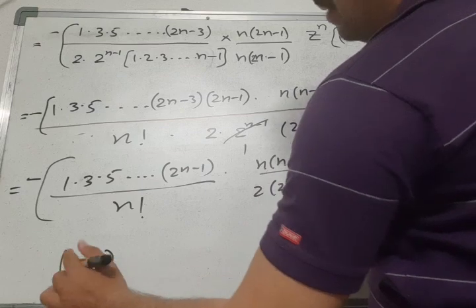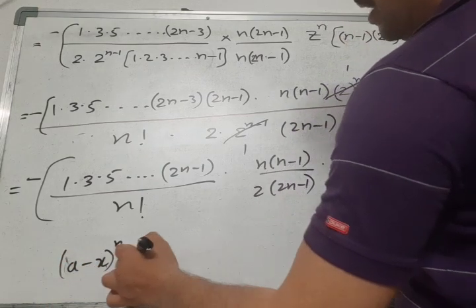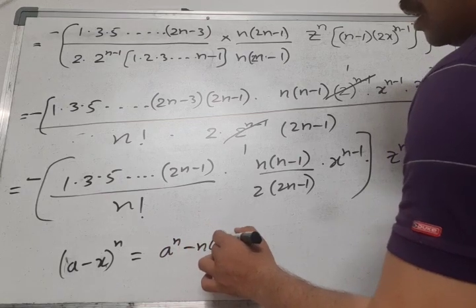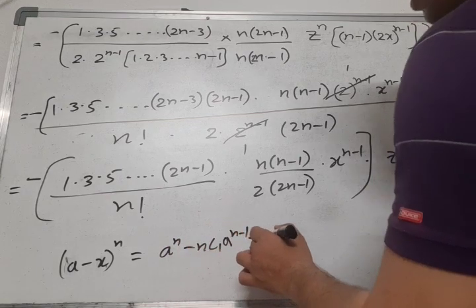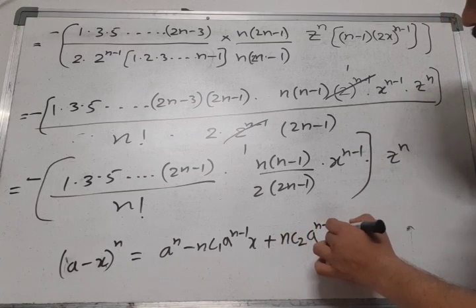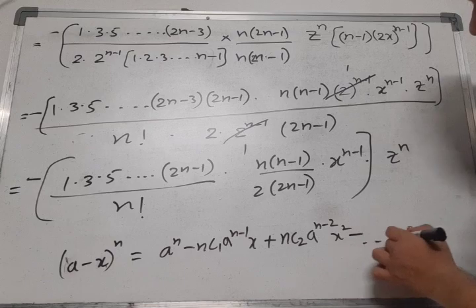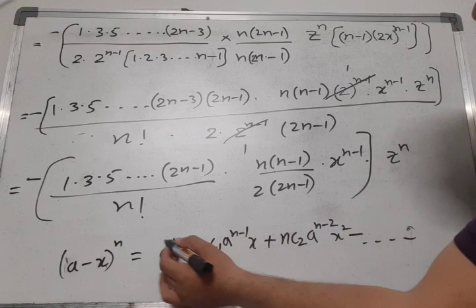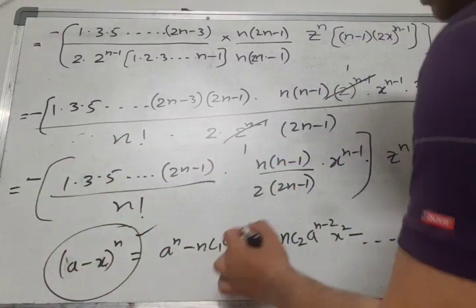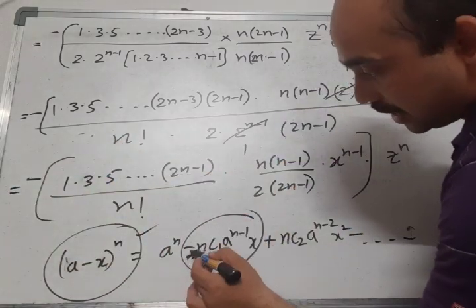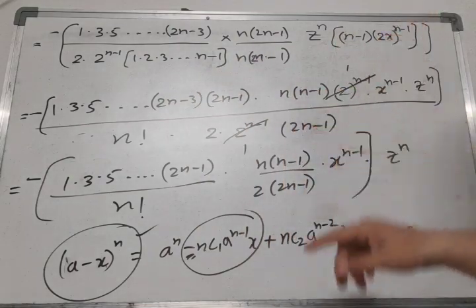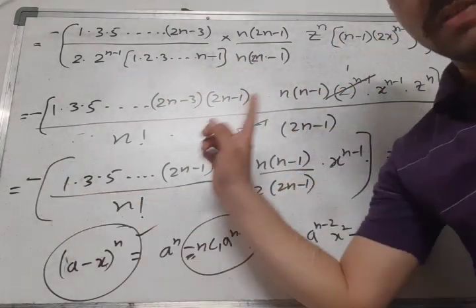Suppose (a minus x) whole to the power of n is there, means a to the power of n minus nC1 a to the power of n minus 1 into x plus nC2 a to the power of n minus 2 x square, again minus, and so on. So alternating plus and minus we will get in this expansion. That's why you will get the minus sign. In the second term we have the minus sign, so we have multiplied with the second term only to get this one. Please correct it. Okay, right.